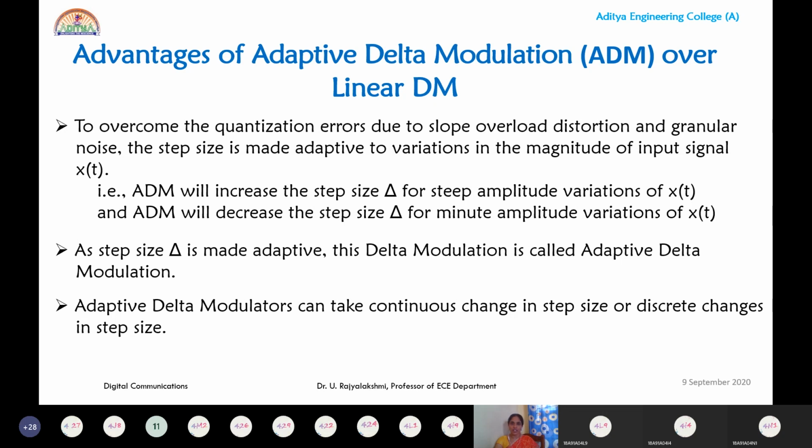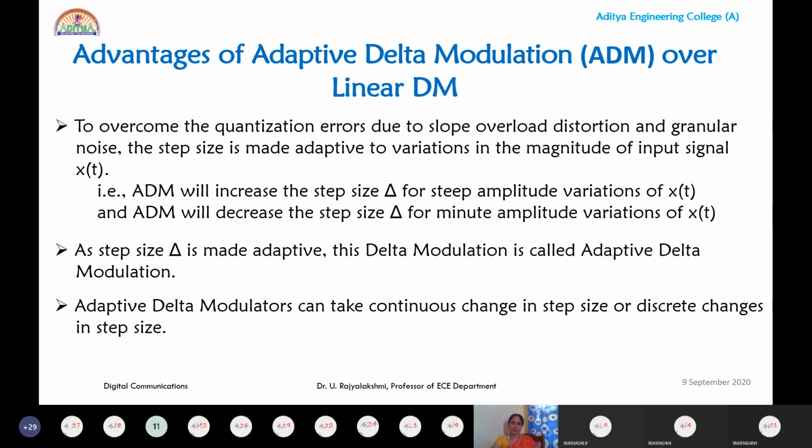Other than this logic, the transmitter and receiving circuits of adaptive delta modulation are similar to those of linear delta modulation. Because the step size is made variable, or adaptive, we can call this delta modulation adaptive delta modulation.